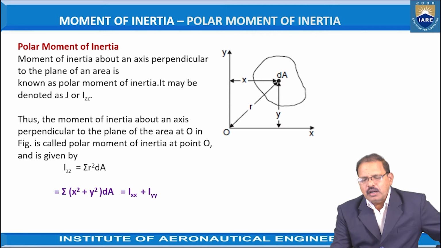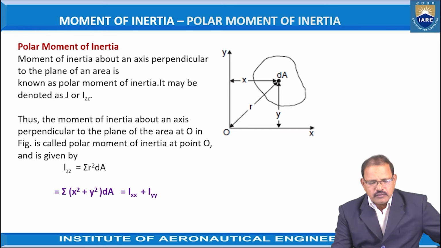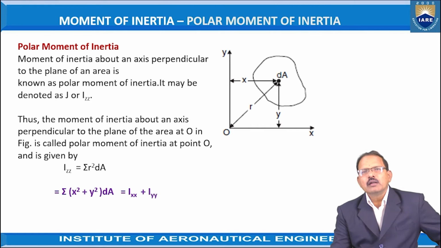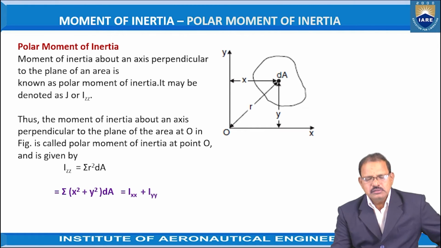Now, polar moment of inertia. It is nothing but a modification of the moment of inertia perpendicular axis theorem. The moment of inertia about an axis perpendicular to the plane of the area is known as polar moment of inertia. Generally, it is represented as J or IZZ.